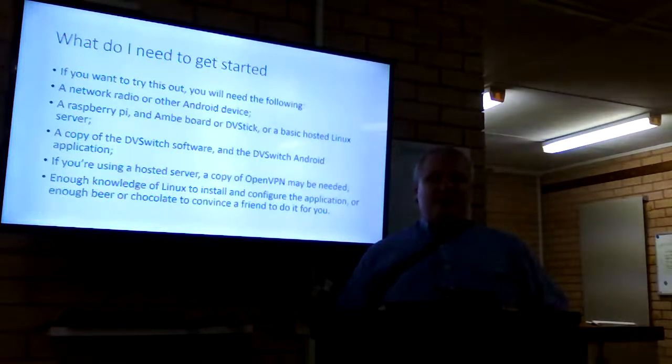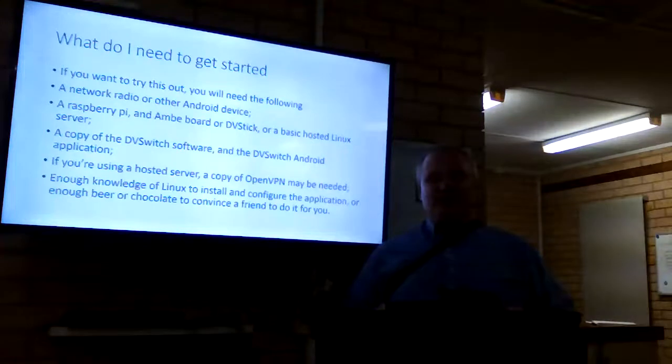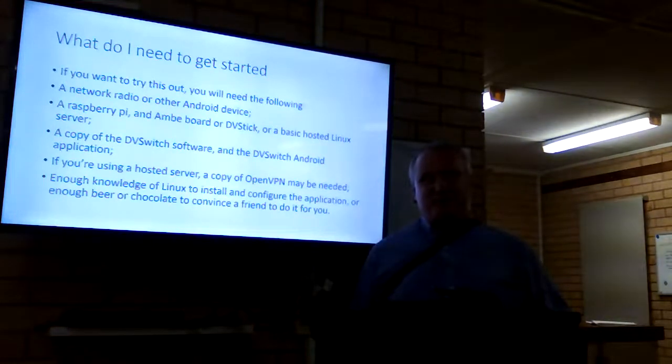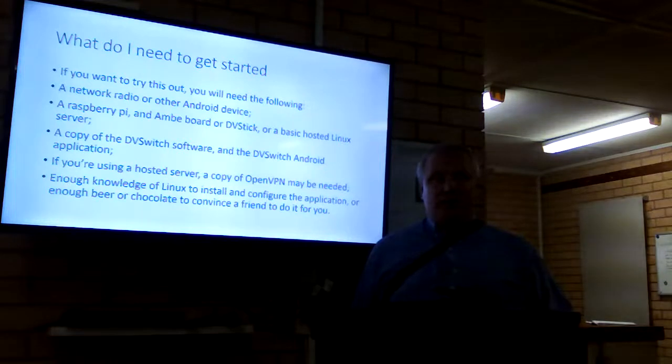What do you need to get started? You need either an Android tablet or an Android phone or a network radio. You need either a Raspberry Pi with either a DV stick or the AMBE hat to go on top, or a cloud-hosted server from somewhere like Linode or Binary Lane. Those sort of solutions, like the one I've got, cost me $5 a month. I think Binary Lane have them for $4 a month.